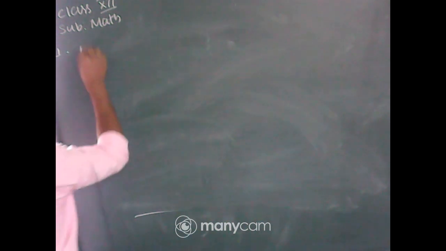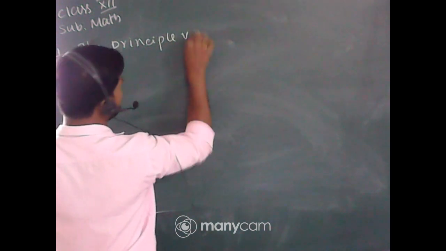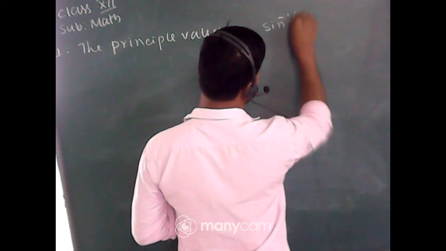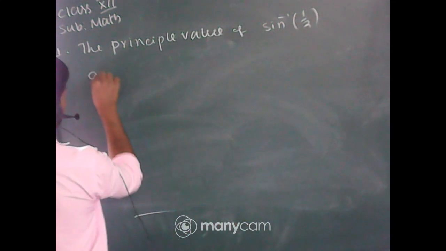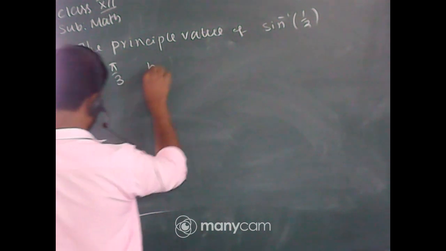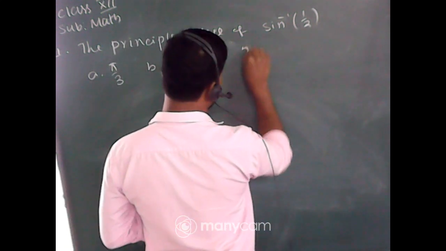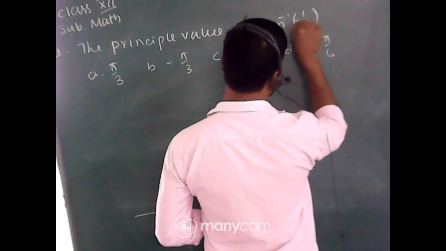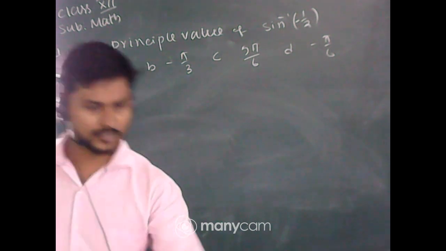Okay, so the first question is, find the principal value of sine inverse of, and the options are A pi by 3, B minus pi by 3, C 5 pi by 6, and D minus pi by 6. This is sine inverse minus half. Okay, so what will be the principal value of sine inverse minus half? Tell me the answer.